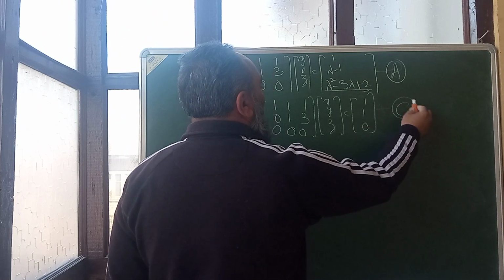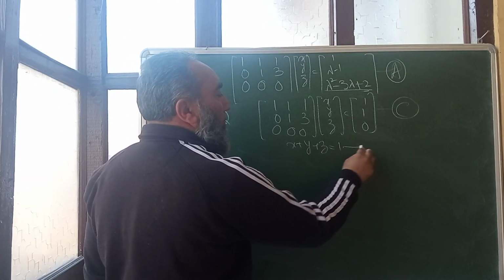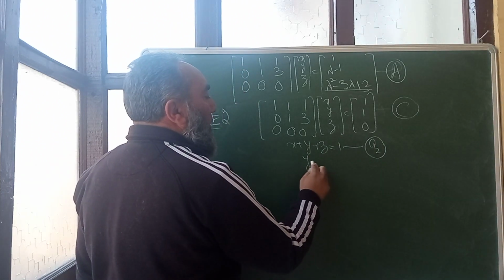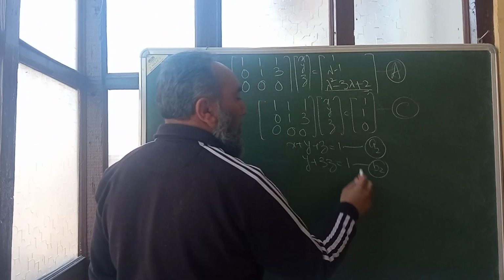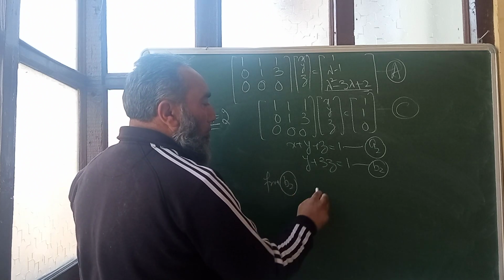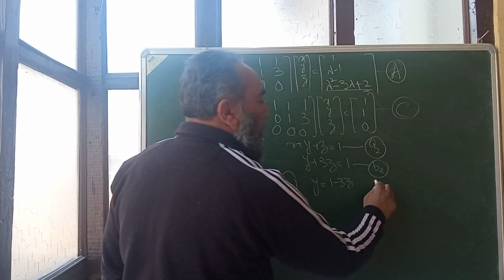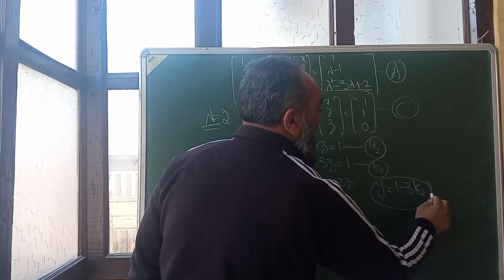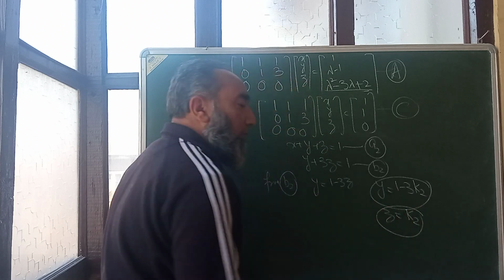Say this is C. From this you will get x plus y plus z equal to 1. Say this is A2. Y plus 3z equal to 1. This is B2. From B2, y is equal to 1 minus 3z. So y is equal to 1 minus 3k2. Your z is equal to k2. I have taken z as k2.